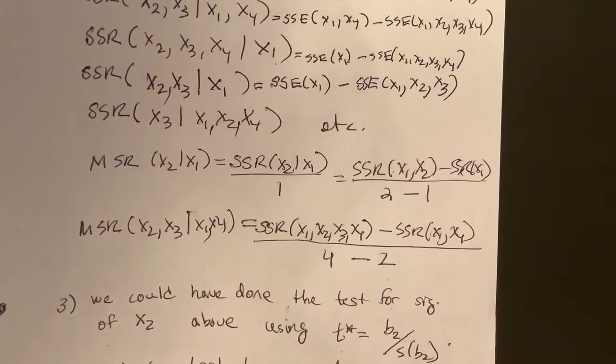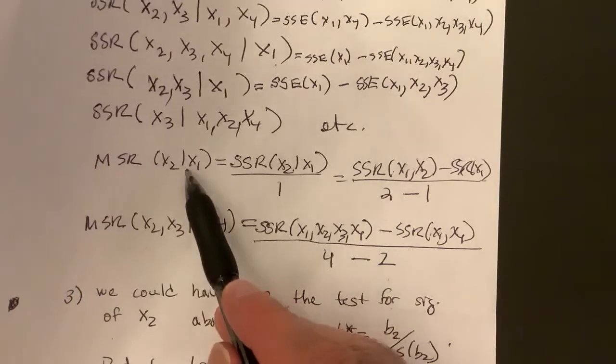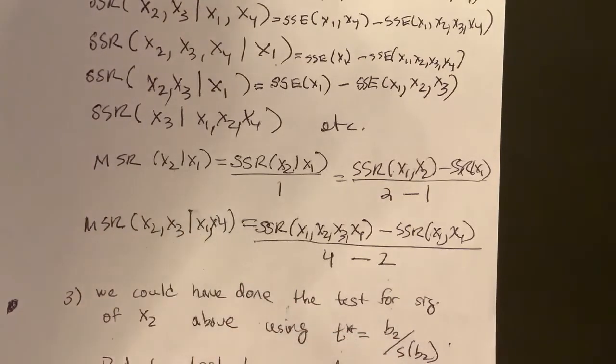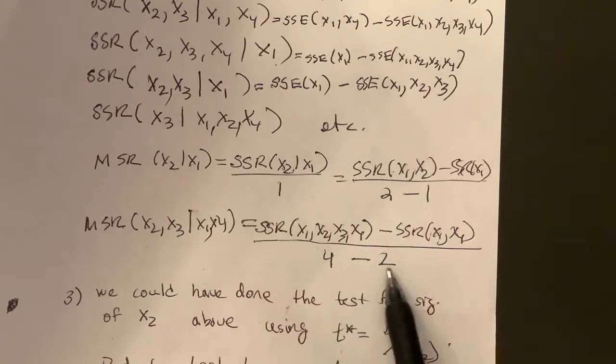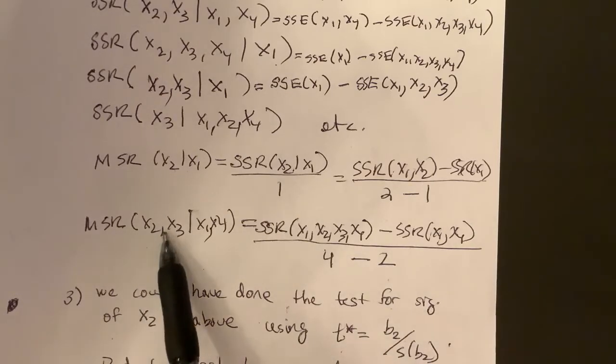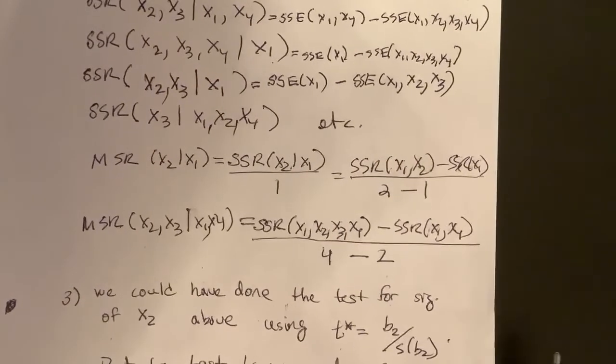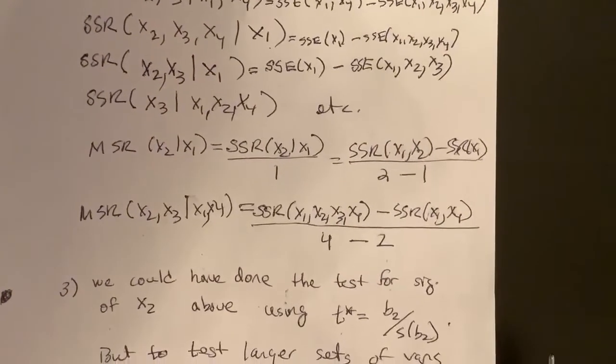You can see the degrees of freedom is always equal to the number of predictors to the left of the vertical bar. Here, I did it again with the SSRs. You could also use the SSEs. The ends would cancel, and you would get the same number here. So the degree of freedom here is 2. So to get the mean extra sum of squares regression, I divide by 2.